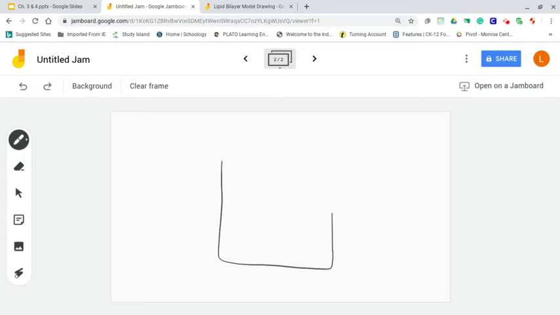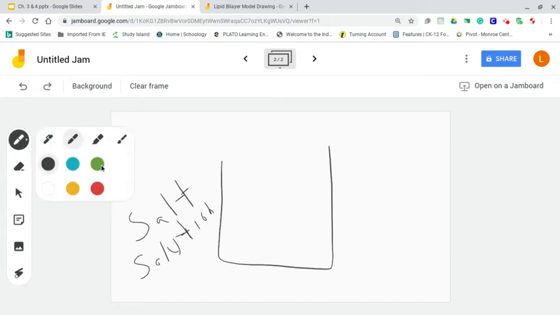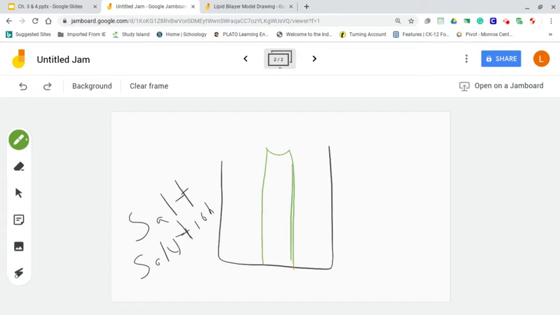So here's my beaker, and it's a salt solution. So we're going to put... that's so hard to read. I'm so sorry. So that's a salt solution. Okay. So I'm going to draw my celery. So here's my celery.